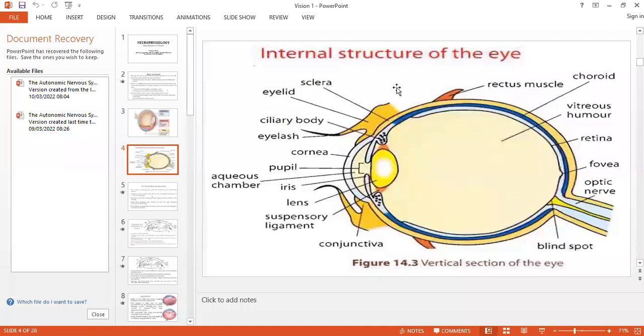So now, internal structure of the eye. I believe you did look at this. Should we go through it? Or maybe we can just skip it since you already learned about it.